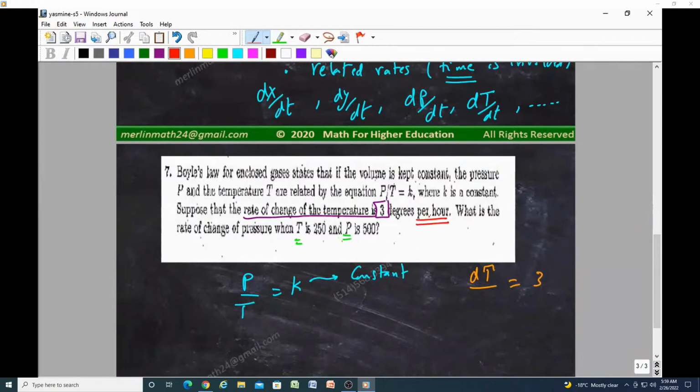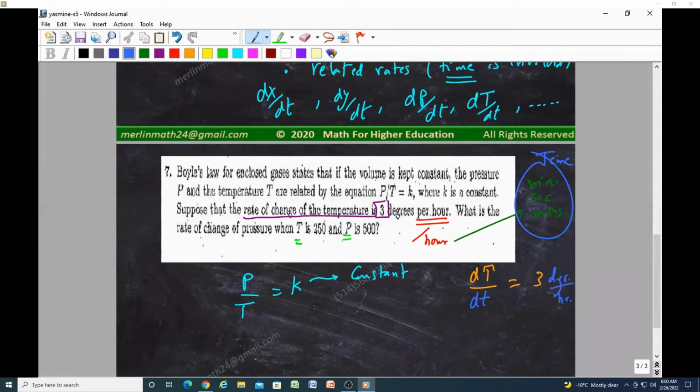It says per hour. You know that the word per means a division, and the hour would be here. So it's clear that this is 3 degrees per hour, so this is dT over what? Any idea? A minute, seconds, months, all of these denote time. So you should put small t, where t denotes time. The 3 stands for 3 degrees per hour, and that's the unit.